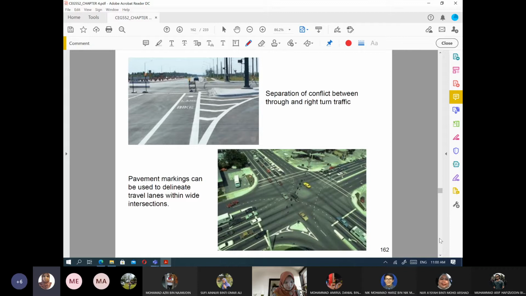Separation of conflict between through and right turn traffic. Ni kita dah jumpa tadi lah. Yang nak terus, dan yang nak belok kanan. Tapi macam kes ni, dia tak ada pakai raised pavement pun, dia tak ada pakai channel pun, dia hanya letak surface marking, dia buat garisan je dekat atas jalan tu. Okay. Kalau dekat Malaysia agak-agak berkesan tak kalau kita guna surface marking saja?